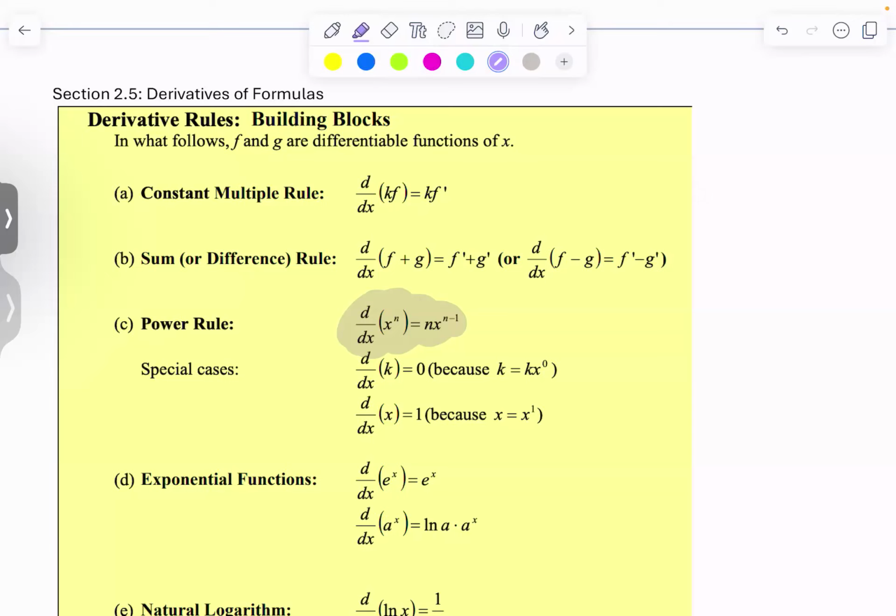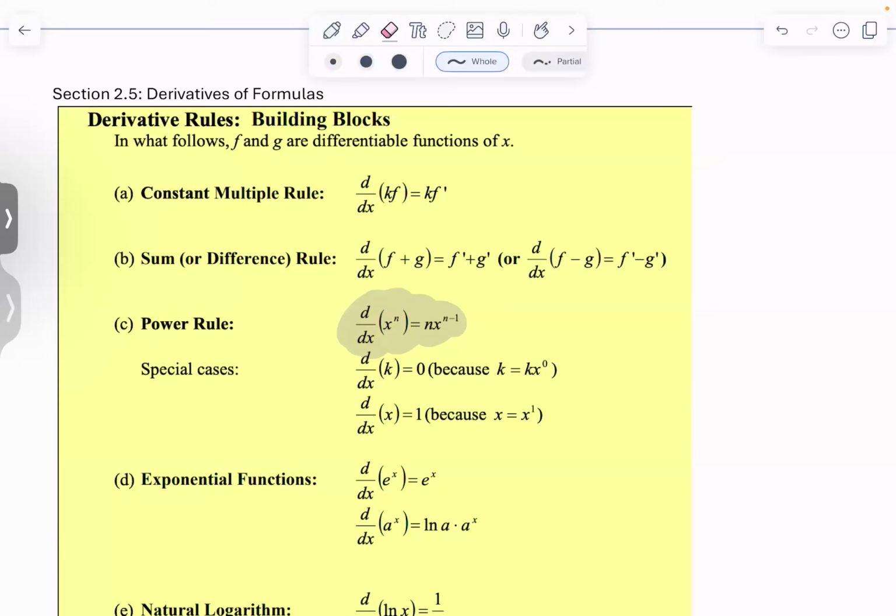It says if I'm given a function x to the n power, and I take its derivative with respect to x, the power comes down, so n comes down and becomes multiplied times x to the n minus 1 power. I'm going to show you just a couple of examples of the power rule here.